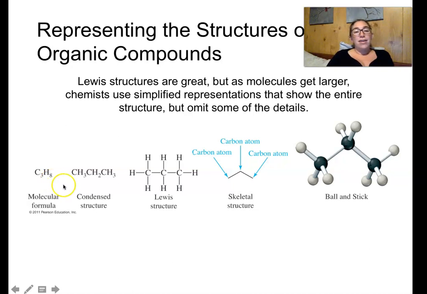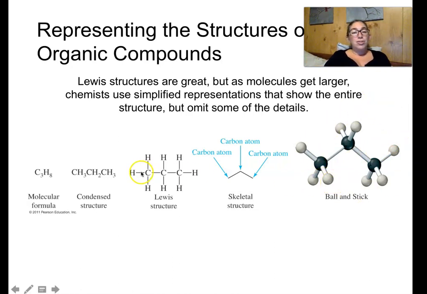Another way that we can write things out is using this condensed structure, which is a shorthand structure we're going to learn how to do, and skeletal structure, which is like an uber shorthand structure that we're going to learn how to do. That's very popular in organic chemistry. And then this ball and stick model, I'm just throwing it up here to show you. Usually you're not asked to draw that kind of model, but in a lot of organic chemistry classes you will actually purchase a modeling kit with balls and sticks, so you can build the molecules and see them in 3 dimensions.